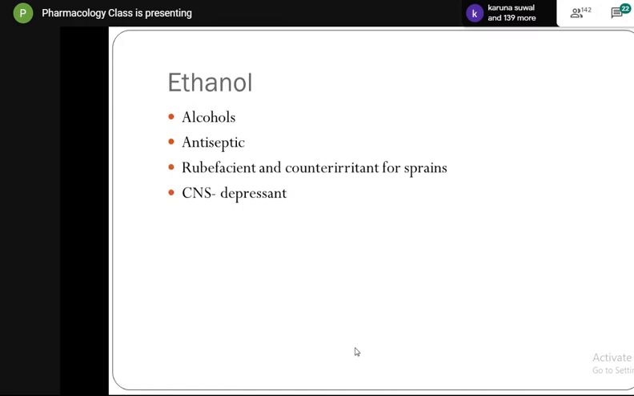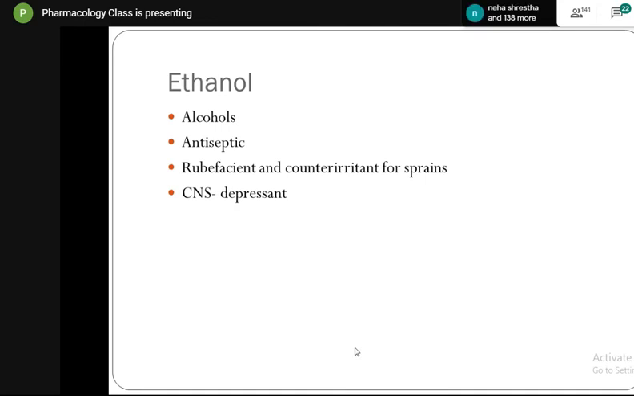So that was the list of some of the important hepatotoxic drugs. What you also have to learn is some of the important mechanisms through which a drug can cause a toxic effect, mainly to the liver function. So that will be your ethanol. Ethanol mainly belongs to a group called alcohols.